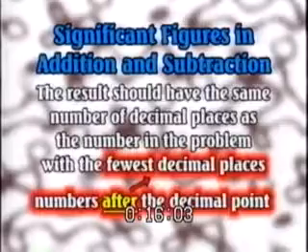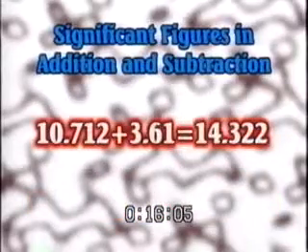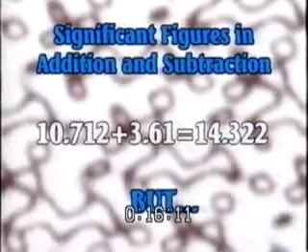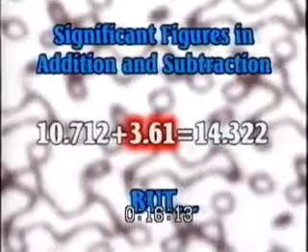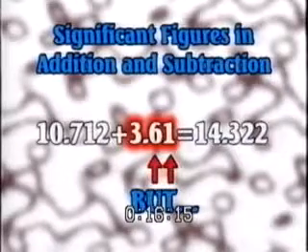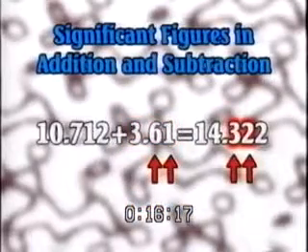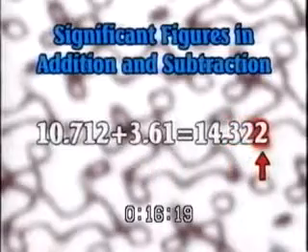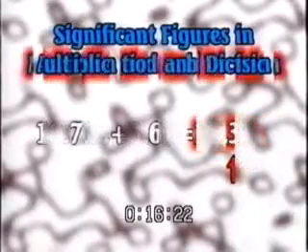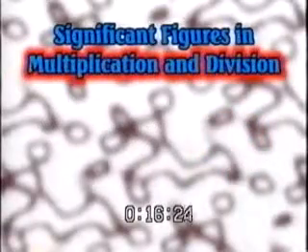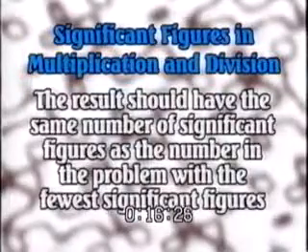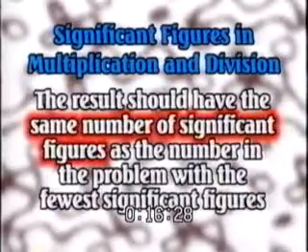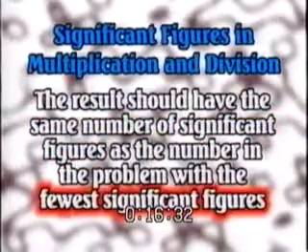For example, 10.712 plus 3.61 equals 14.322. But since the number 3.61 in the problem only has 2 decimal places, we can only use 2 decimal places in our answer. The final number just isn't significant. Multiplication and division problems are handled a little differently. You round off the result so it has the same number of significant figures as the number in the problem with the fewest significant figures.